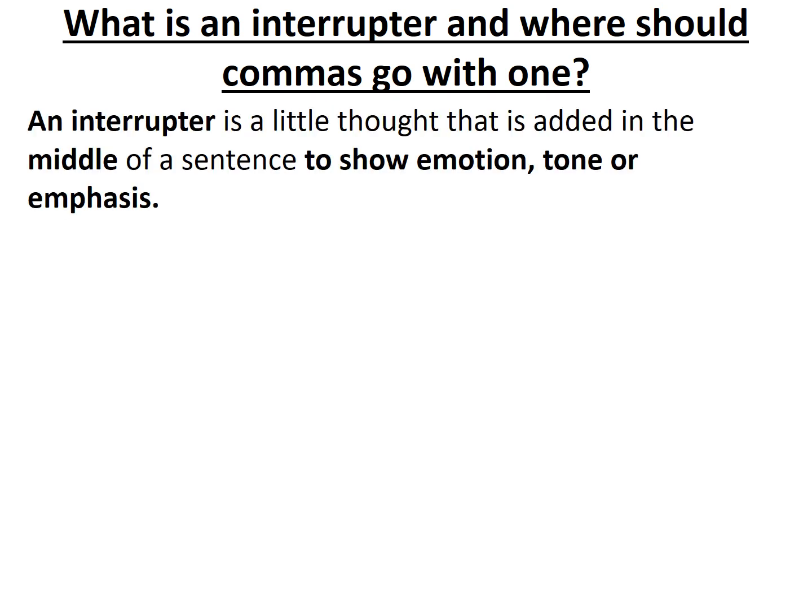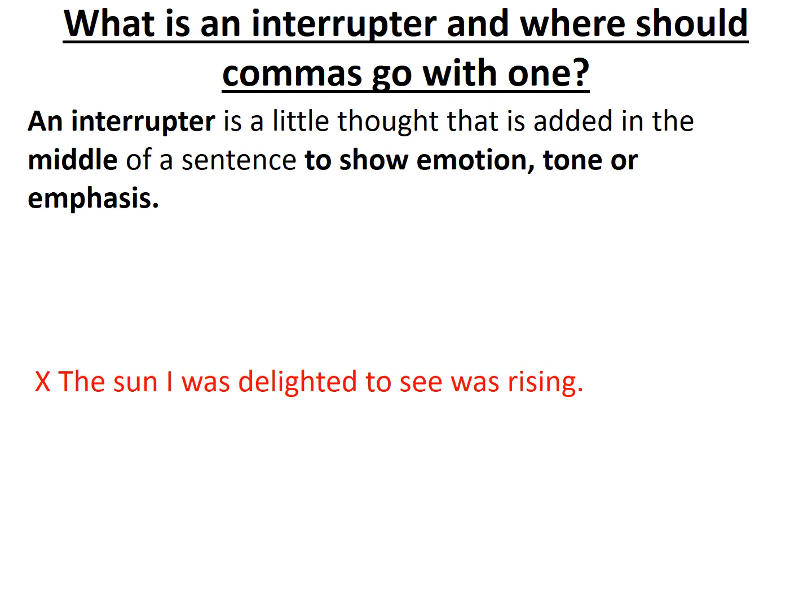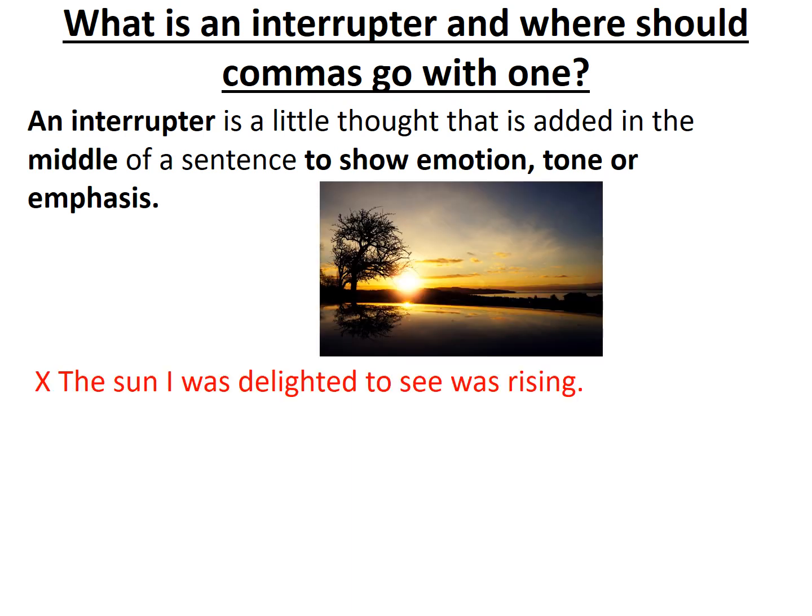Let me give you an example that's incorrect. The sun, I was delighted to see, was rising. Now, as you can tell, my intonation tells you that there are three separate parts to this sentence. But the joy of the interrupter is it's clear to see for the reader, not just the listener like you were. So you need to surround the interrupter with commas so that the pop-up thought or the new idea that you have mid-sentence is clear. Otherwise, this sentence reads pretty confusedly.